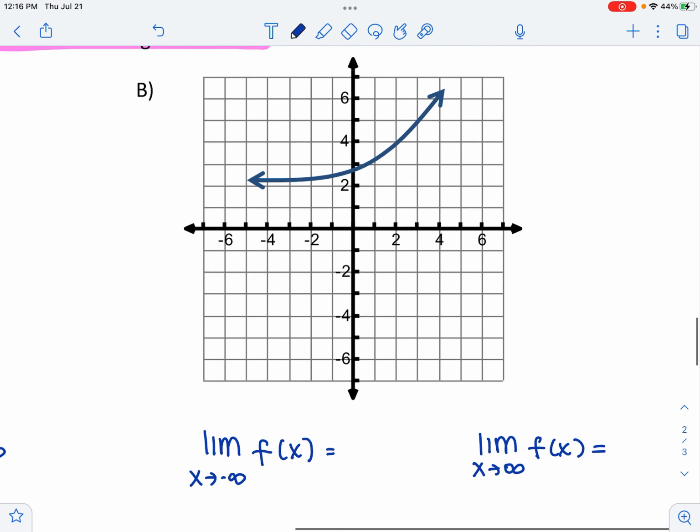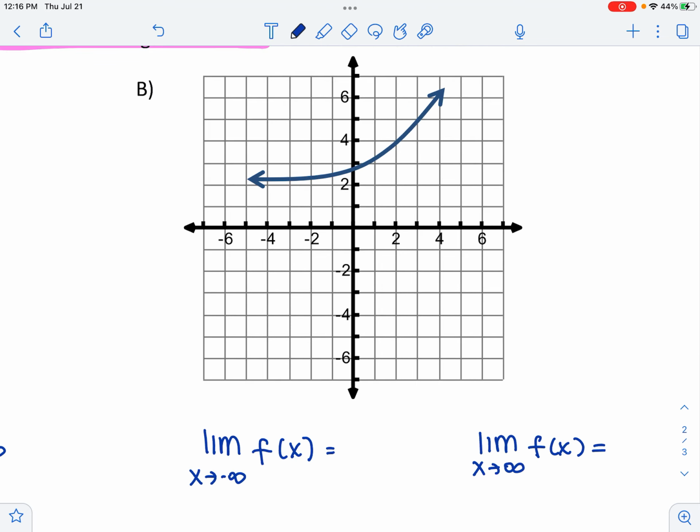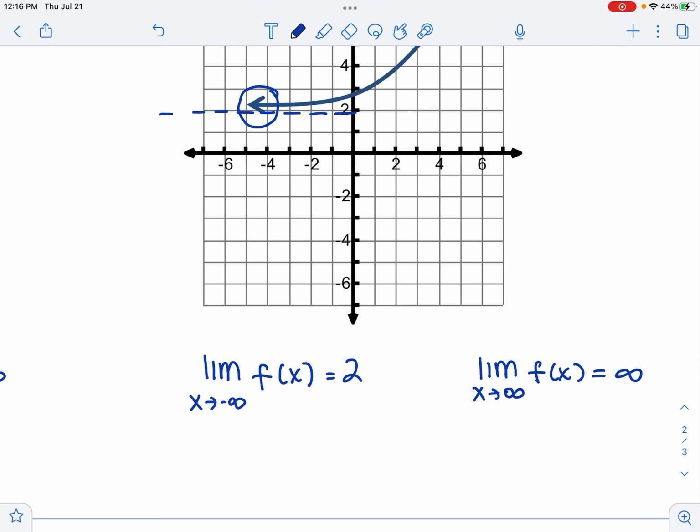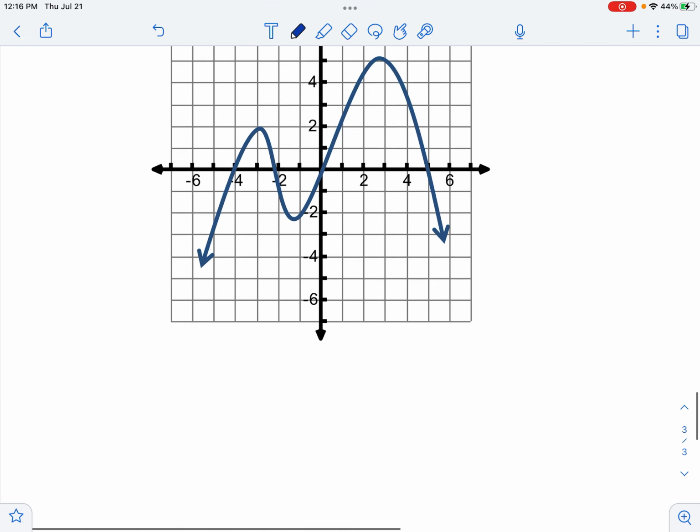All right, so we're going to look left on our graph as our x values get smaller and smaller. So this end, if you look, that arrow is not pointing up. It is not pointing down. It is leveling off at a y value. So we're going to say what y value is this leveling off at? If you look at it, it's 2. We're going to look right as our x values get bigger. That's an arrow pointing up, infinity. All right, next one.